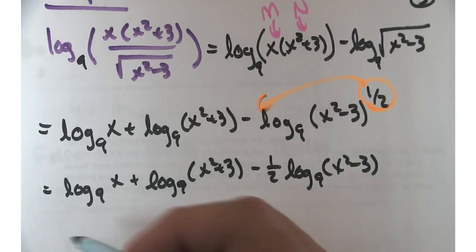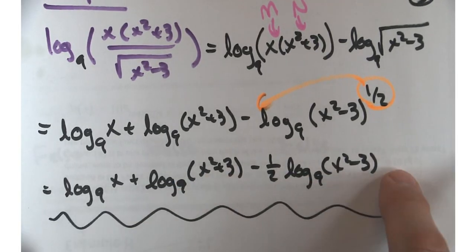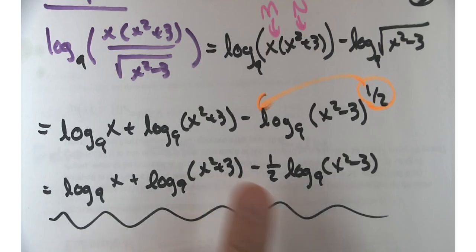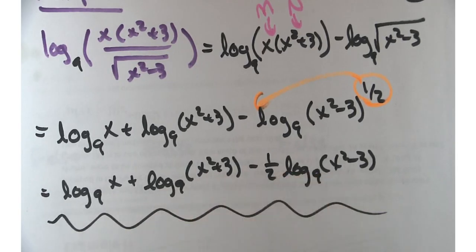Now, that's as far as you can go. There's no addition rule. I can't split this up as a log of this plus a log of this. There's no subtraction rule. I've used the product rule, the power rule, and the quotient rule. That's it. That's as far as I can go with this one.